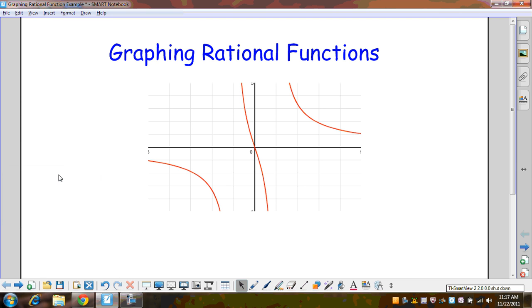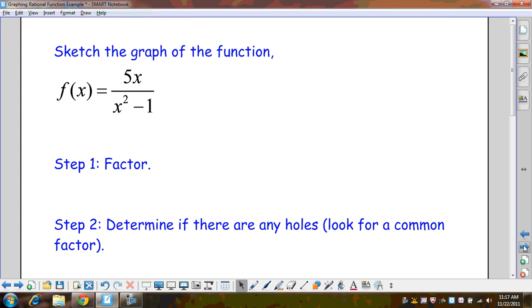Okay, in this tutorial, I'm going to walk through the entire process of graphing a rational function. I'm going to do two examples. One's going to be a little more involved than the other one. The first one we're going to take a look at is how to graph the rational function 5x over the quantity x squared minus 1.